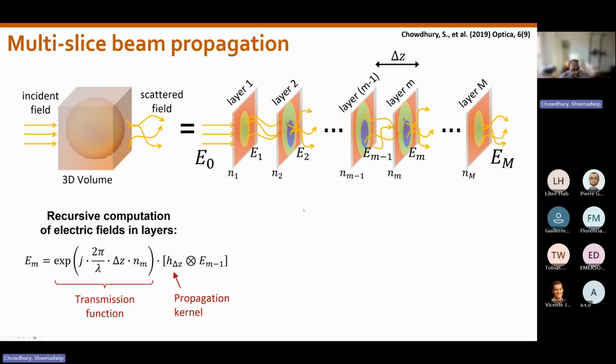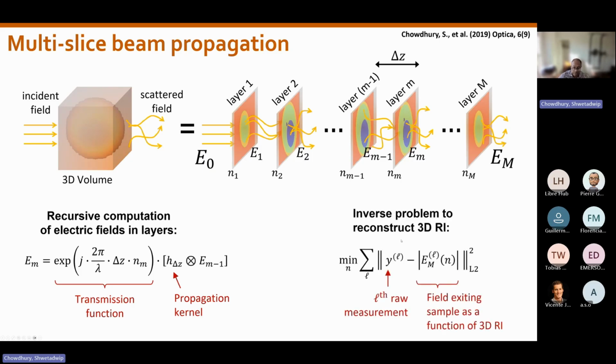Okay? In practice, you want to do the opposite, right? In practice, you are measuring the field that comes out of your sample volume, and you want to infer the refractive index of your sample. So we call that solving the inverse problem. And so we do that by using a basic L2 minimization, where we take our measurement and we essentially try to minimize the difference between our measurement and the output of our scattering model for some refractive index distribution.